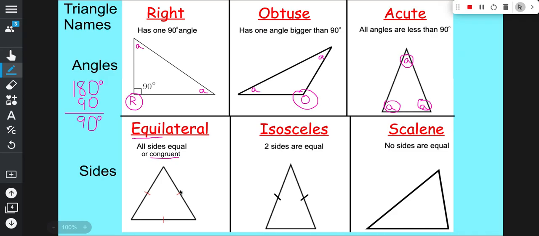And we denote congruency with these little dashes. So because all sides are the same, we put these dash marks in. So if you see a triangle that has those 3 dashes, you know it's an equilateral triangle.